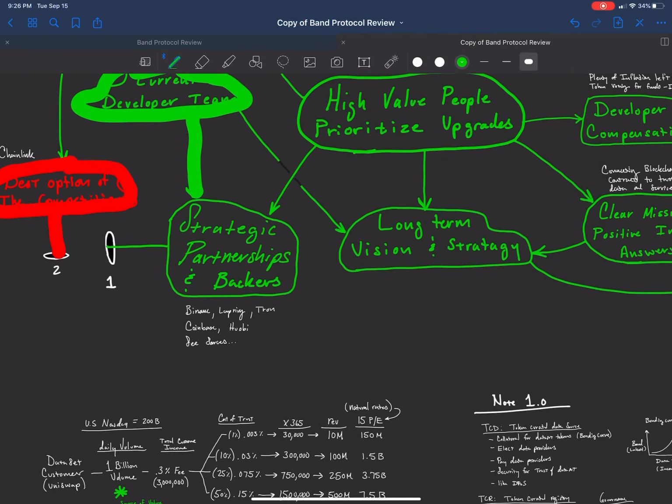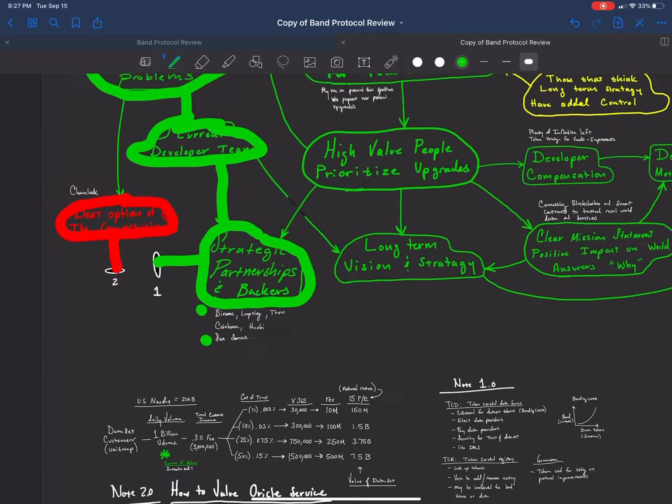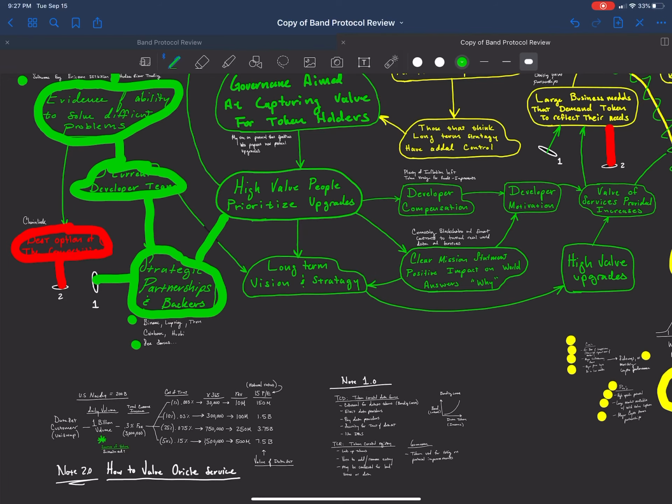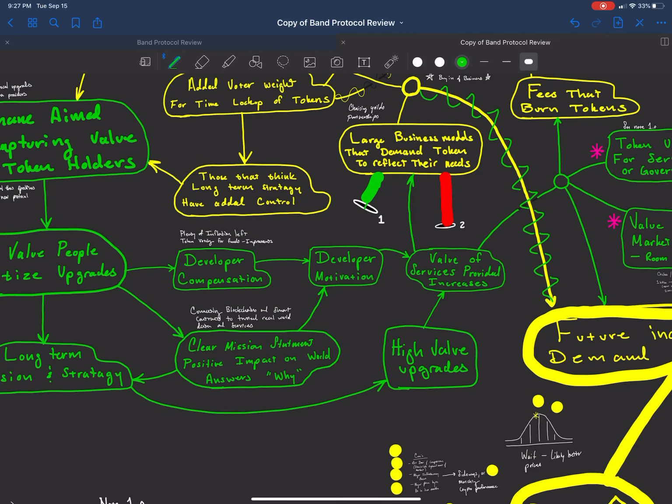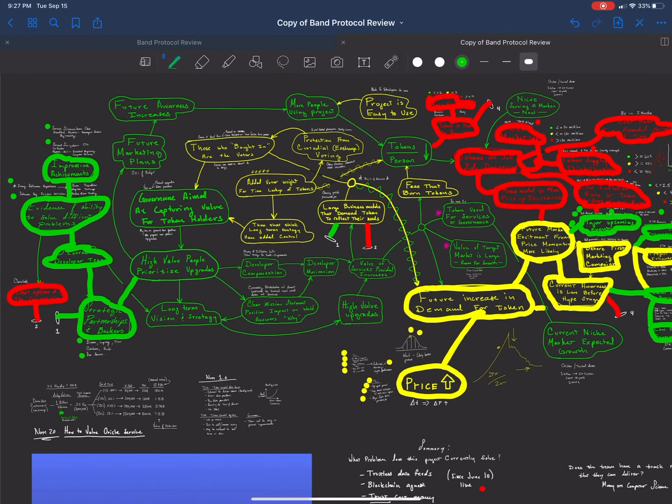So, strategic partnerships and backers. They have Binance, Loopring, Tron, Coinbase, Huobi, and if you want to see more, check out my sources below the video. But they have a lot of heavy hitters such as Binance and Coinbase strategically partnering with them. So that's going to contribute to business partnerships or business push in the future. I do think that they're going to find viable markets.